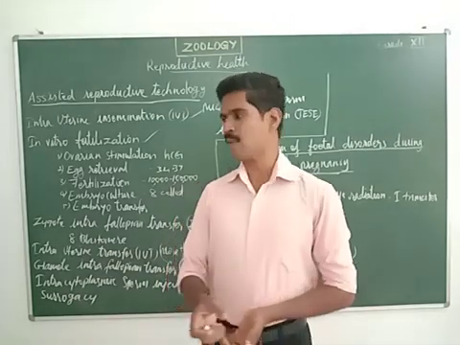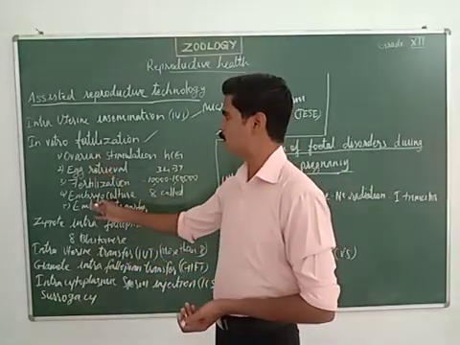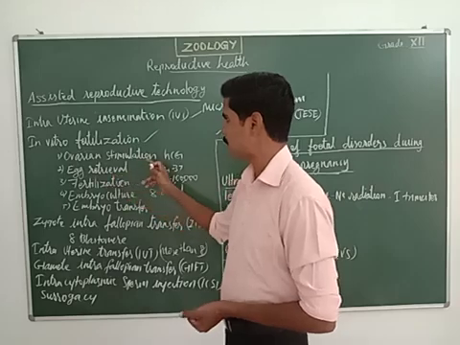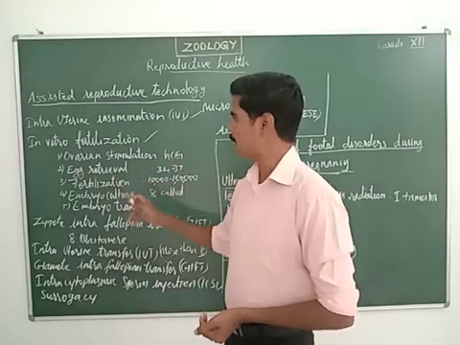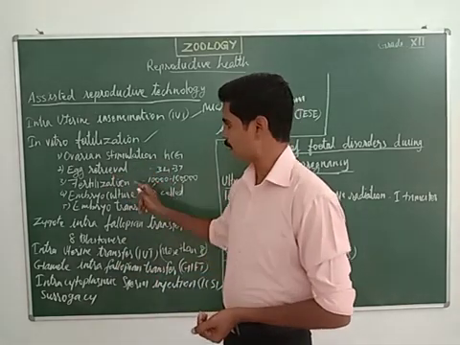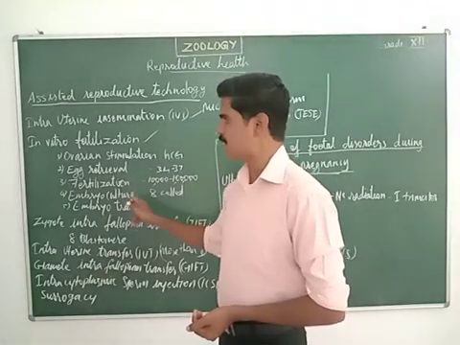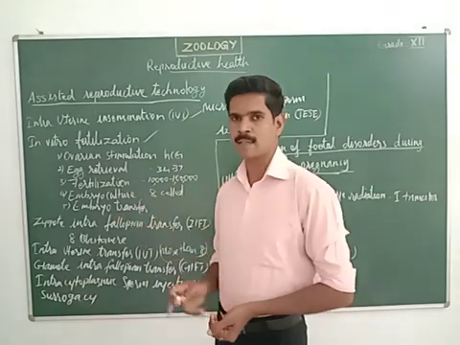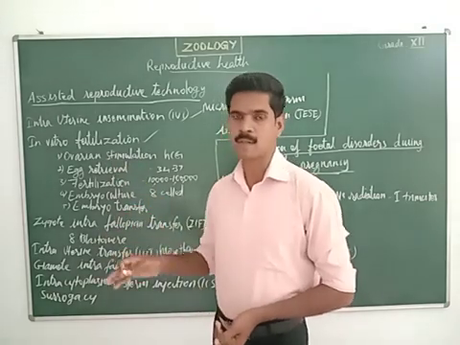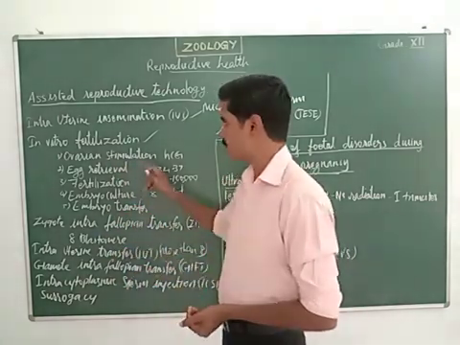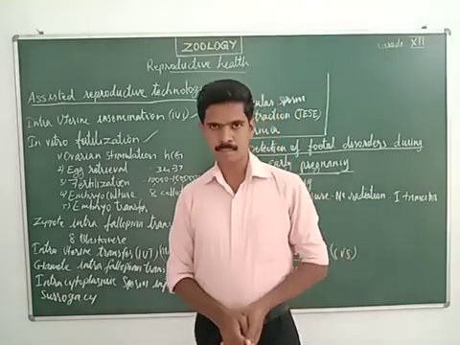So listen very carefully. There are 5 steps involved in this in vitro fertilization. First one is ovarian stimulation. Second one is egg retrieval, then fertilization, embryo culture, and embryo transfer. So these are the 5 steps involved in in vitro fertilization. This is one of the very important 3-mark questions. So listen very carefully.